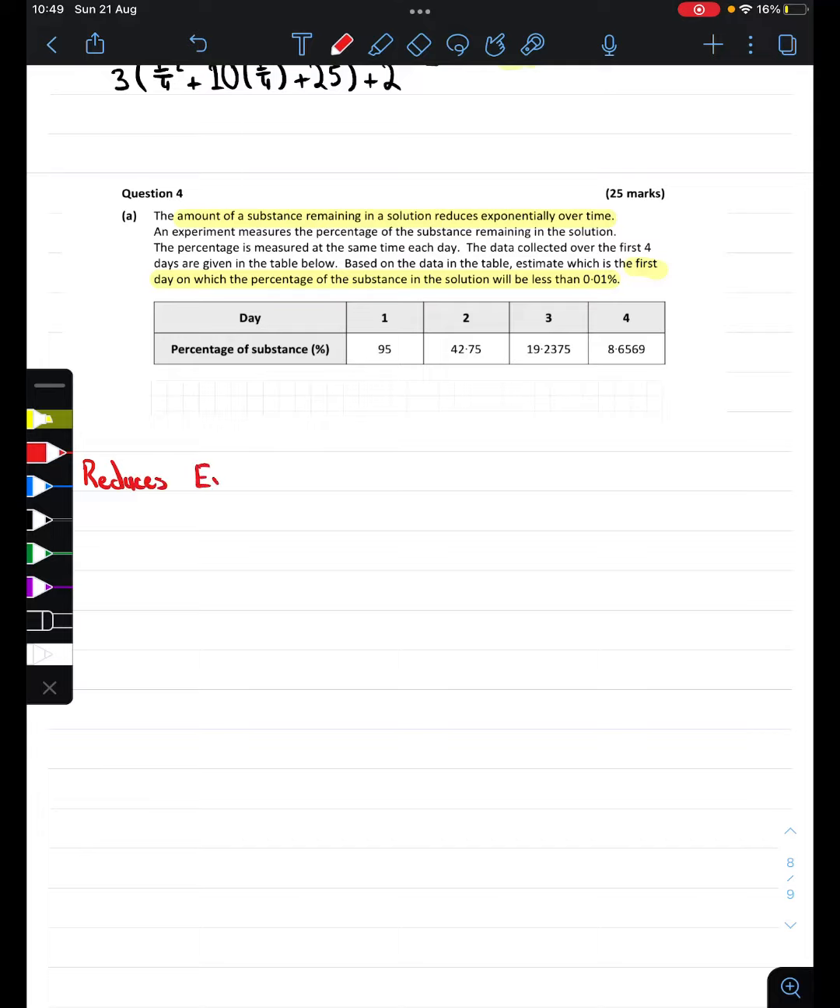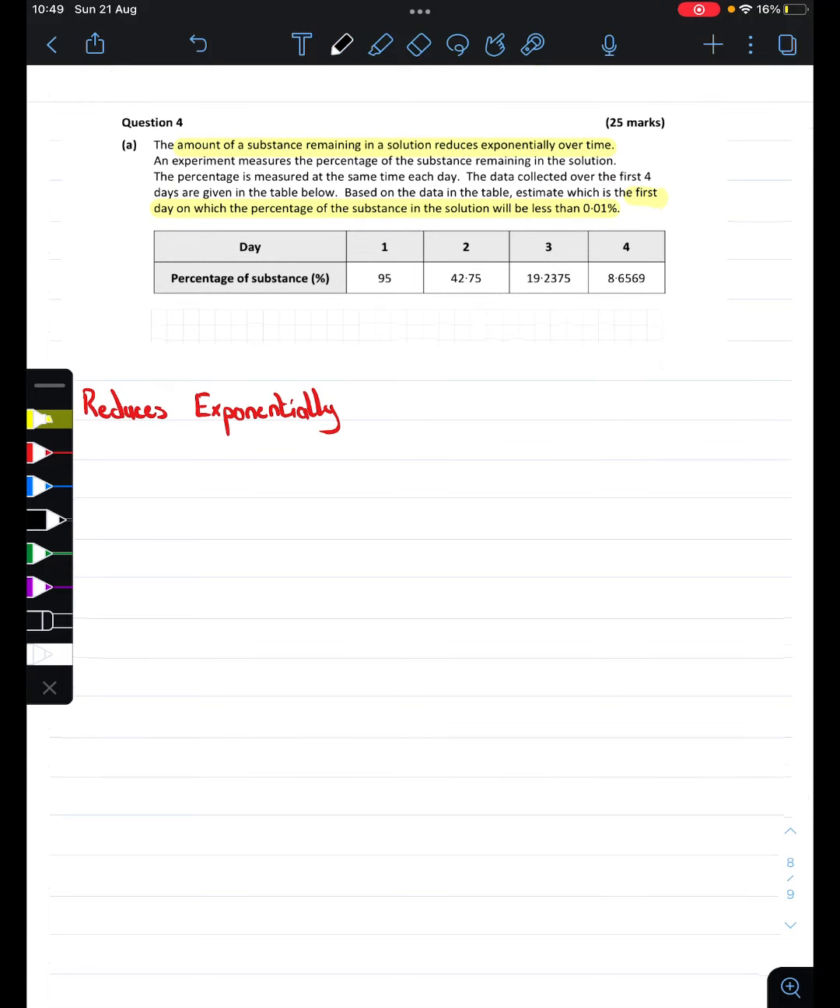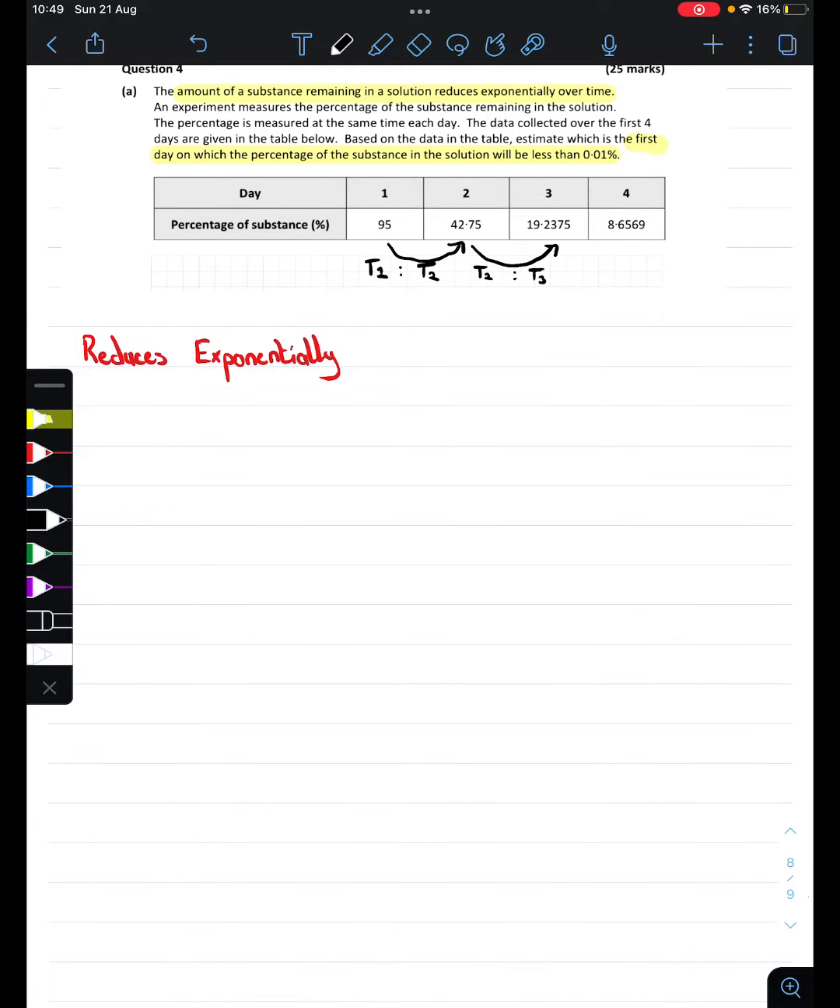And whenever you read that something is reducing exponentially, we're looking at a geometric pattern. So a pattern in which the ratio of one term to the next is constant. So term 1 to term 2 is the same as term 2 to term 3. So this means a geometric pattern.